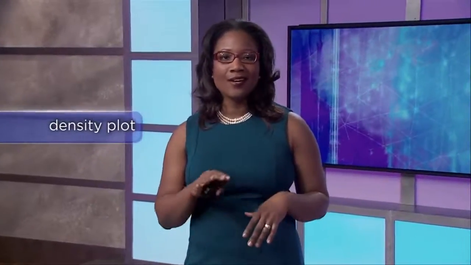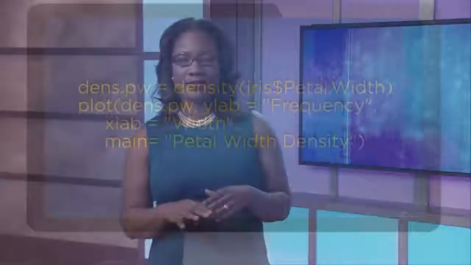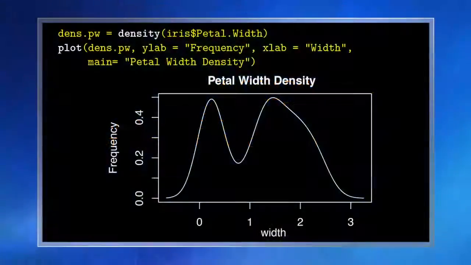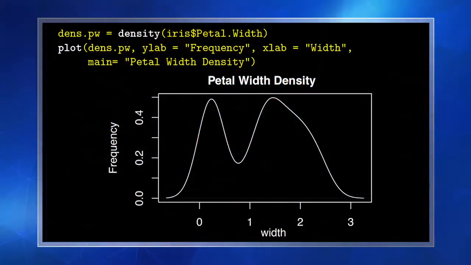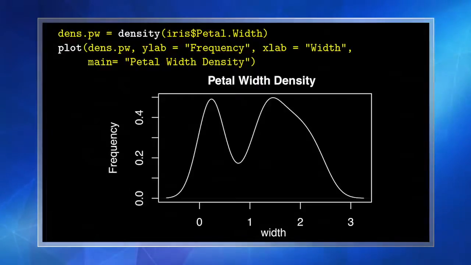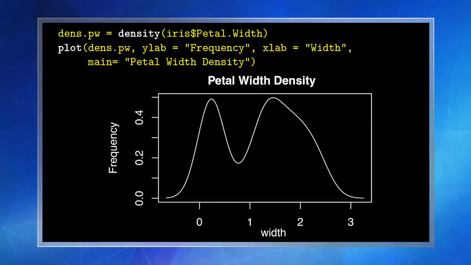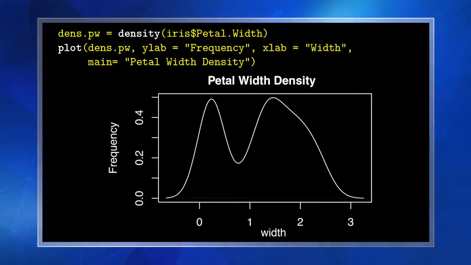One thing that we can use to get a smoother version of a histogram is a density plot, and R does that with its density function. Here's the code if we wanted to calculate the density of petal width. We'd use the function density on iris petal width, and plot that. Notice here, this is sort of like our histogram, but it looks smoothed out. We see those 2 humps along petal width, and we don't see the jerkiness that we see in a histogram. Also, we could do this for every one of our variables.